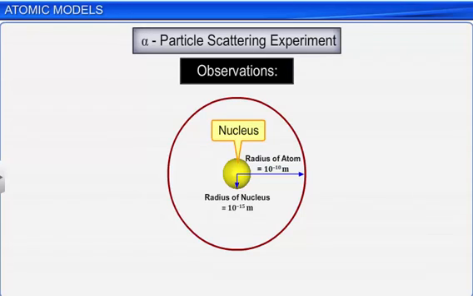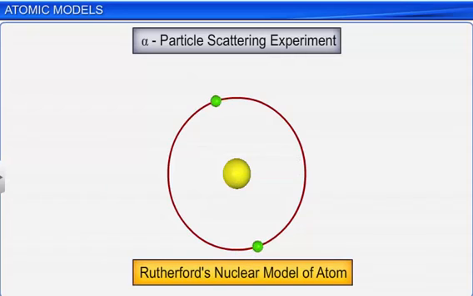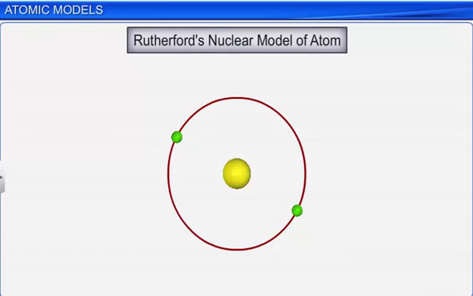Based on the observations and conclusions of the gold foil experiment, Rutherford proposed a new atomic model called Rutherford's nuclear model of atom immediately after the discovery of protons. According to Rutherford's nuclear model, an atom consists of a tiny, dense, positively charged center called nucleus. Entire positive charge and most of the atomic mass of an atom is concentrated in the nucleus. Electrons are found outside the nucleus.